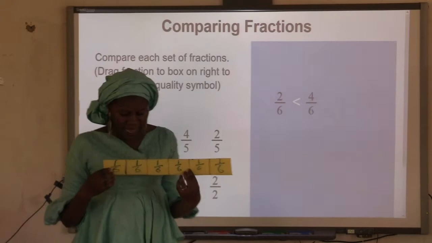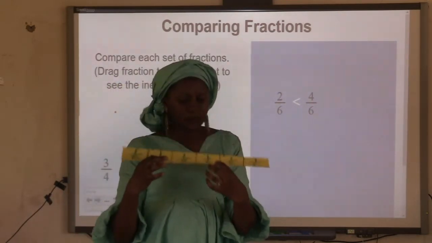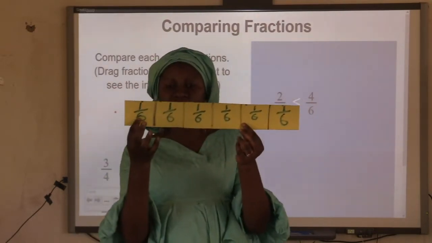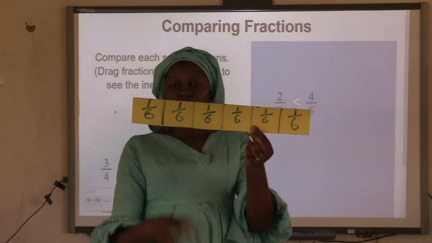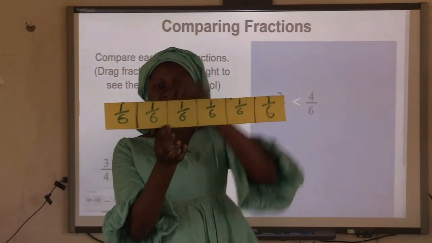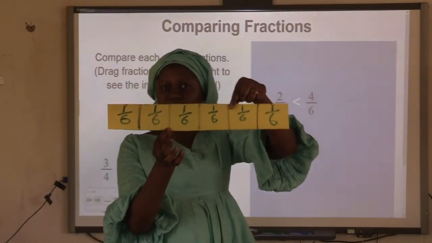By looking at this chart, this is 1/6, 1/6. When we are here, we are at 4/6. That is 1/6 plus 1/6 plus 1/6 plus 1/6. So what the question is telling you is that 2/6, which is here, is less than 4/6.